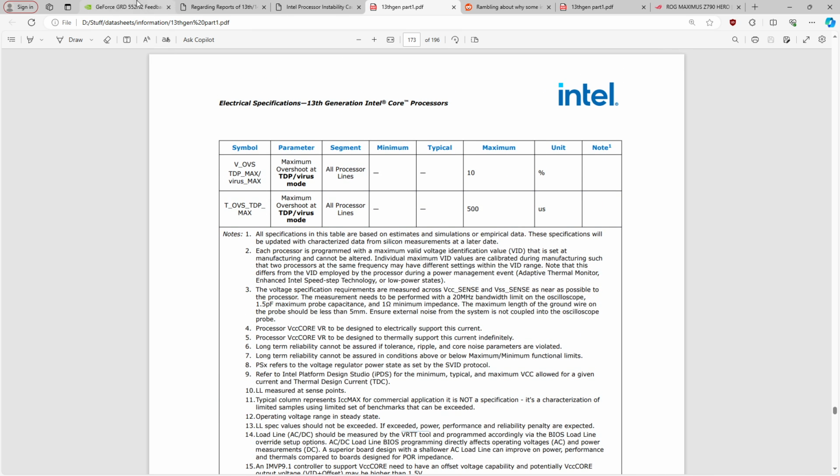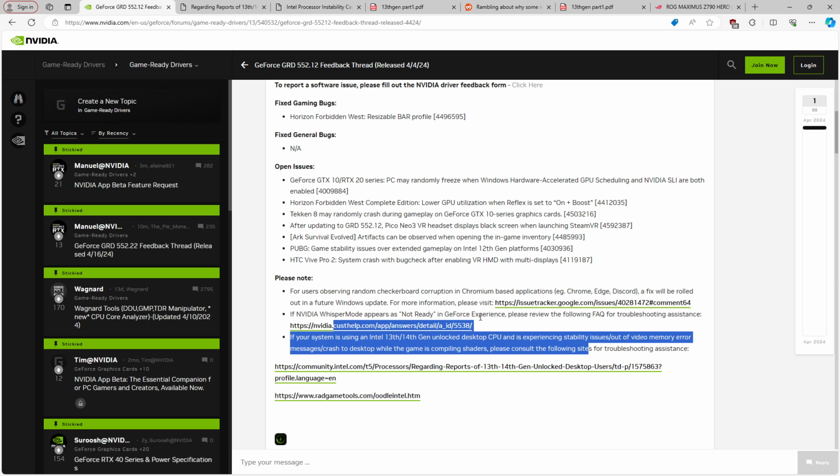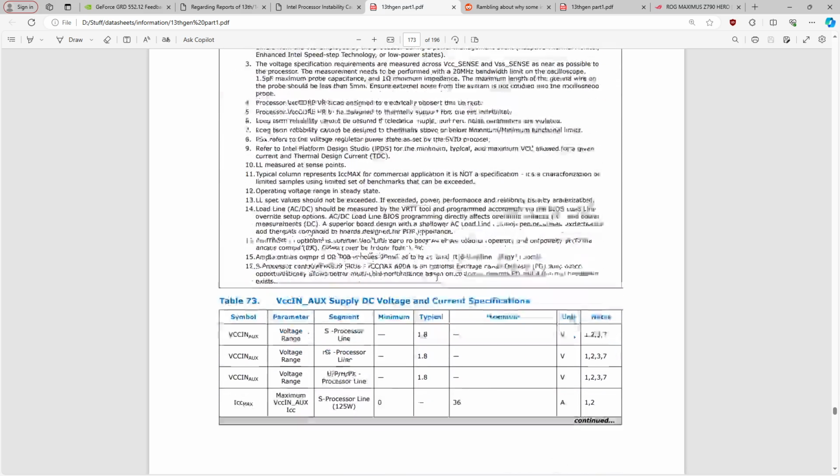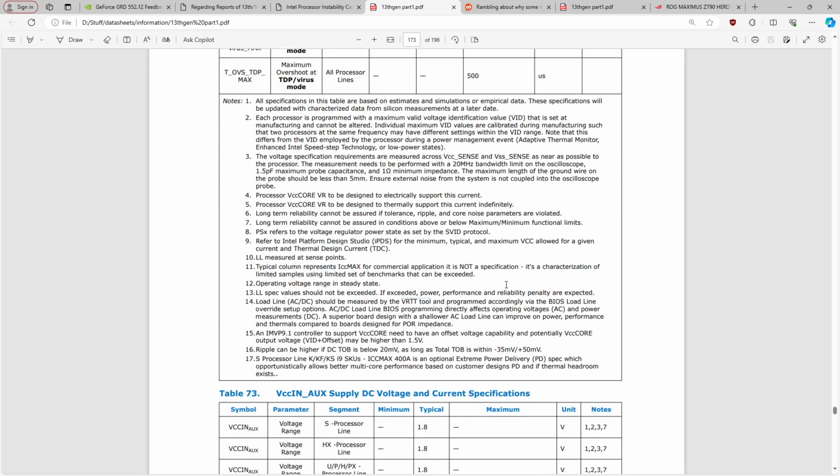And then, of course, we have the situation where you have just CPUs that don't work under a high load. And it's like, yeah, this is why you should maybe specify a load line instead of letting board vendors mess with it. Because as far as I'm concerned, that's just asking for them to do it wrong, right? Especially when a superior board design with a shallower AC load line can improve on power, performance and thermals. Nowhere does it mention reliability, I should point out.